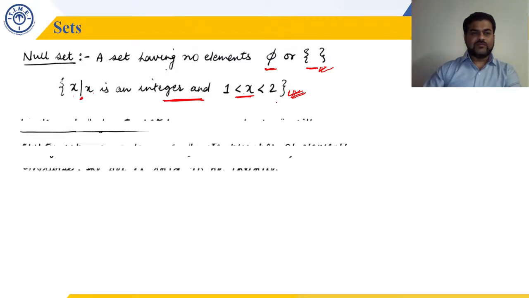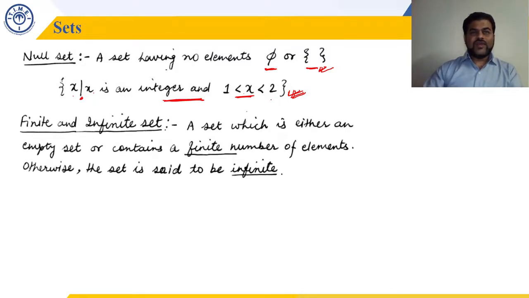Okay, let's move ahead. There are finite and infinite sets. What is a finite set? A set which is either an empty set. Empty set is also a finite set. So a set which is either an empty set or contains a finite number of elements. Finite number of elements means number of elements which you can count. And otherwise, the set is known as an infinite set.